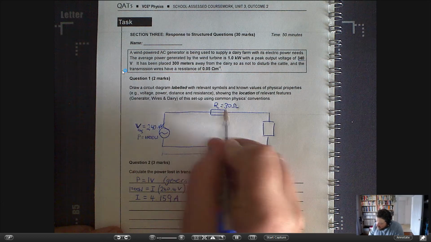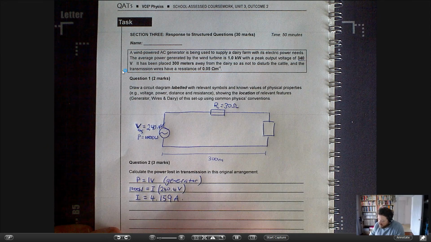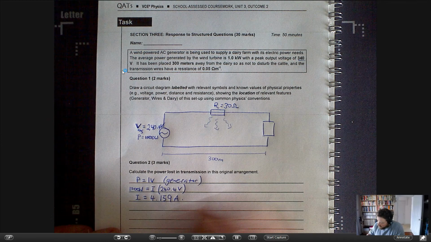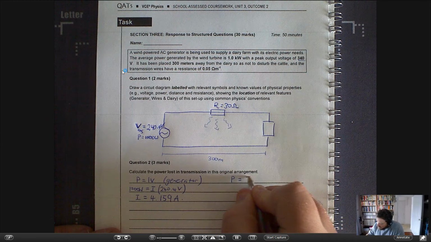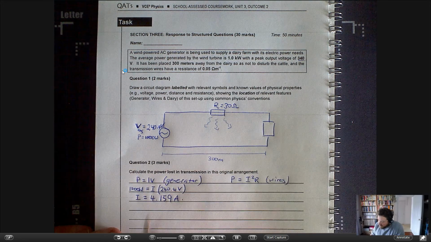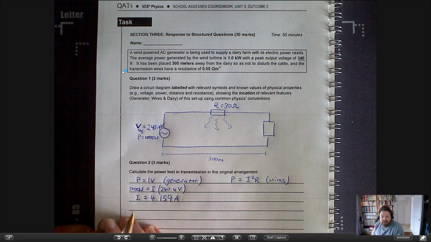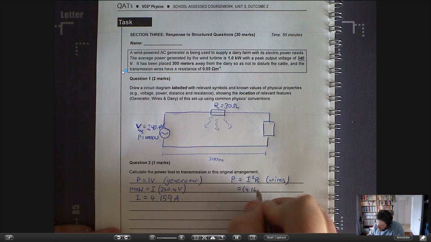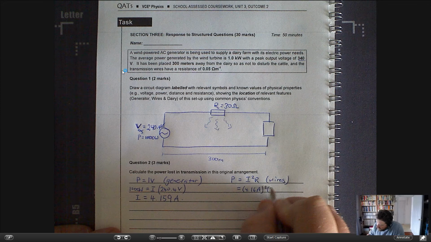And then if we want to know how much power is actually being lost on that resistor, so being lost as heat, then we just use P equals I squared R for the wires. Notice I can use P equals IV for the generator because the V is nicely well defined for the generator, but I don't know what the V is that's being lost in the wires, so I better use P equals I squared R. It's just safer. Alright, so I'm going to take this value here and square it: 4.16 amps squared times 30 ohms.